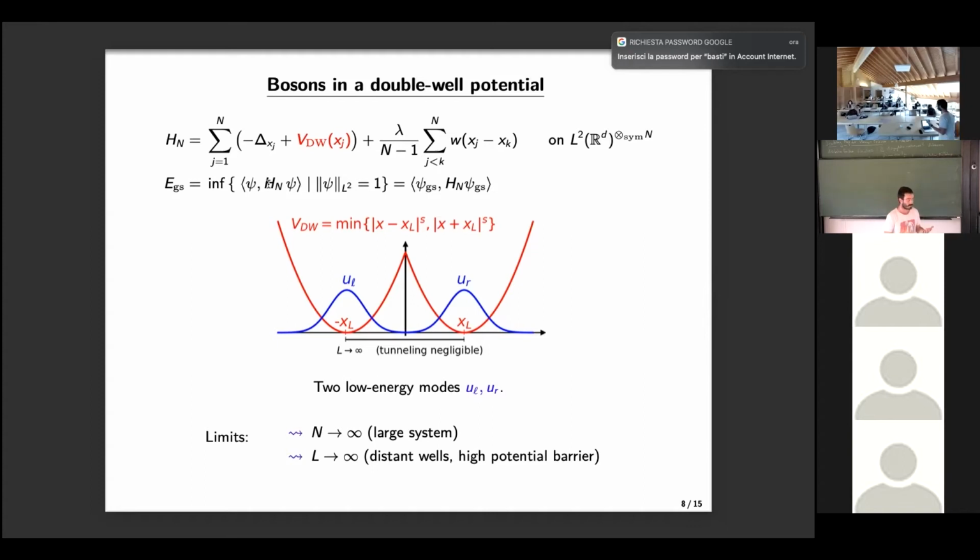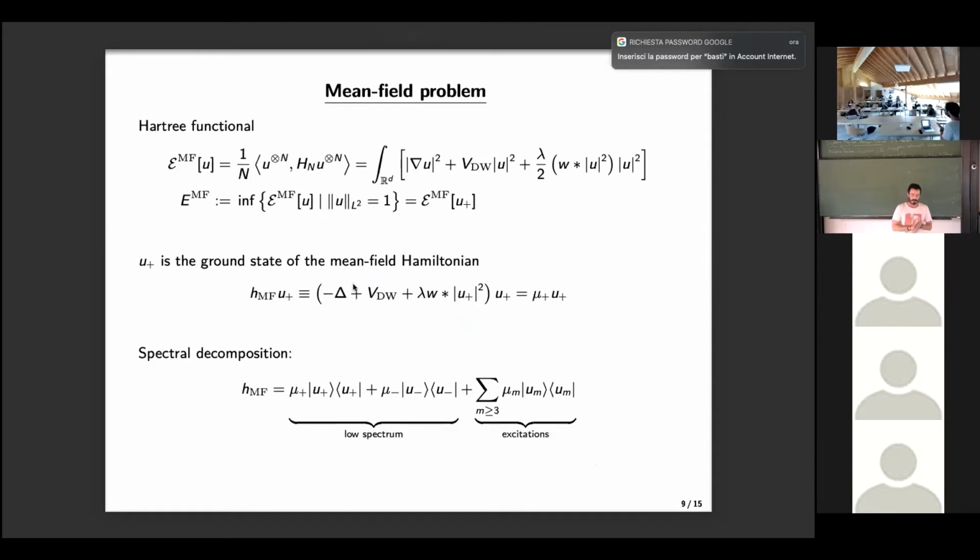If we send L to infinity, the two wells are infinitely far apart, and the height also tends to be infinite. Okay, so what will be the two modes that the system wants to occupy? Well, to the zeroth order, we can say that one wants to be localized in one well and another in the other well, right? Okay, one should be more precise about that. And I will try to do that.